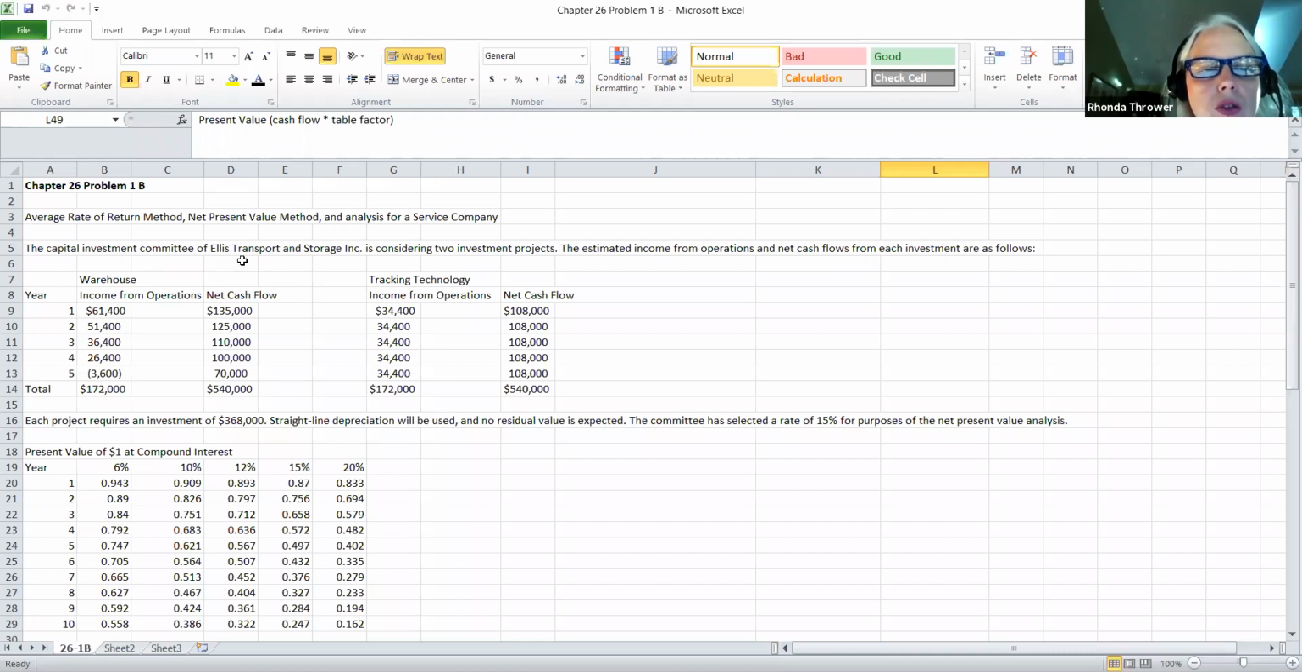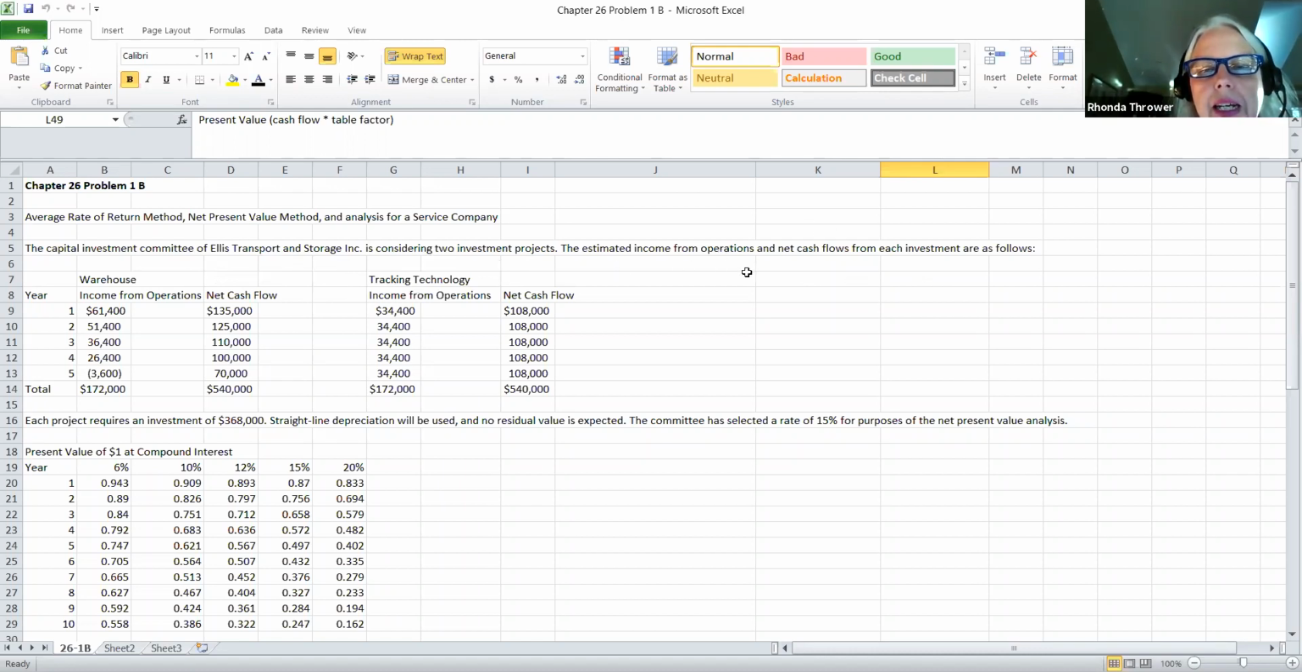And so they've given us some information about this company, which is going to be Ellis Transport and Storage. And they are considering two different types of investment projects. One is going to be a warehouse that they want to invest in. The other is tracking technology. So we're going to be looking at both of these investments and comparing them to see which one would be best for our company.